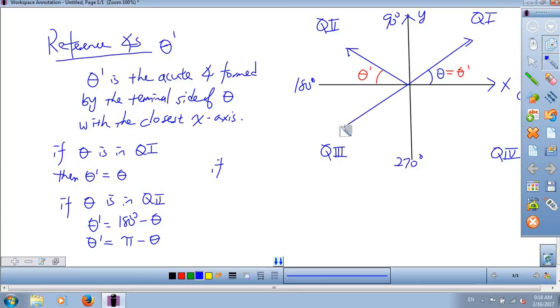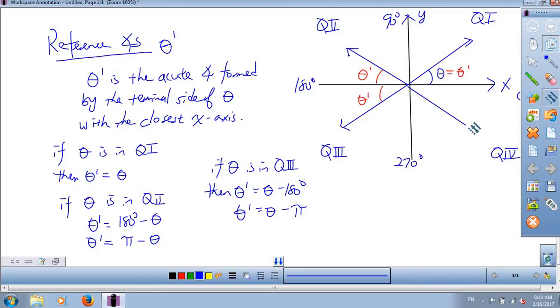Okay. If you see in quadrant 3, this would be the terminal side for angle theta. This angle would be theta prime. So if theta is in Q3, quadrant 3, then the reference angle is going to be equal to theta minus 180 degrees, because you see in this case theta is greater than 180, so that's their difference. And so theta prime would be equal to theta minus pi. So that's in quadrant 3.